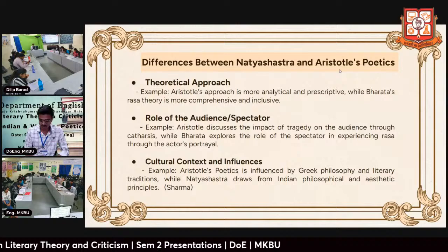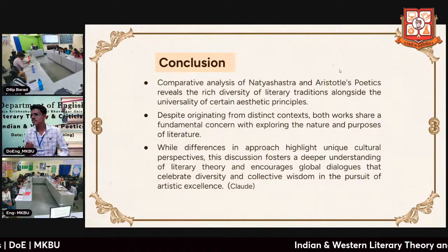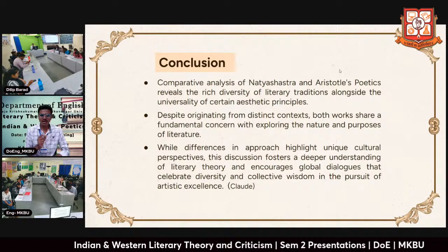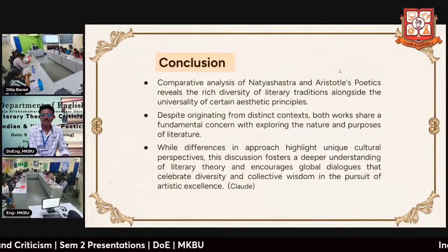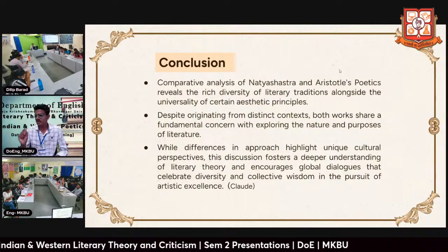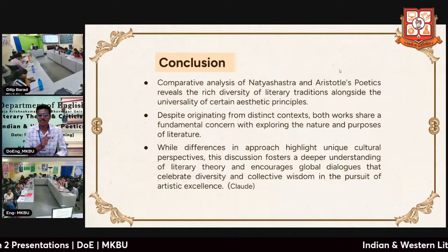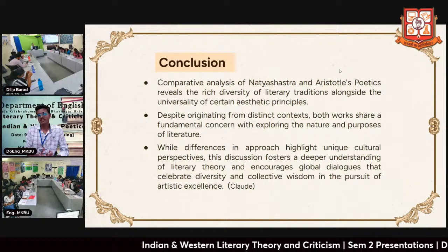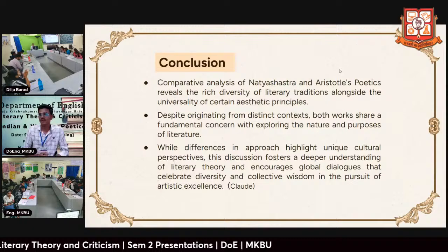In the conclusion, we find the comparative analysis of Natyashastra and Aristotle's Poetics reveals the rich diversity in literary tradition alongside the universality of certain aesthetic principles. Some of the similarities we find in Greek philosophy are also there in Sanskrit. So that is beyond the boundaries, different from Greek mythology and Greek philosophy, and we also find the Indian context. Despite originating from distinct contexts, both works share a fundamental concern for exploring the nature and purposes of literature, how literature or drama helps us and supports the emotional part of our lives, which is discussed in both of the works.